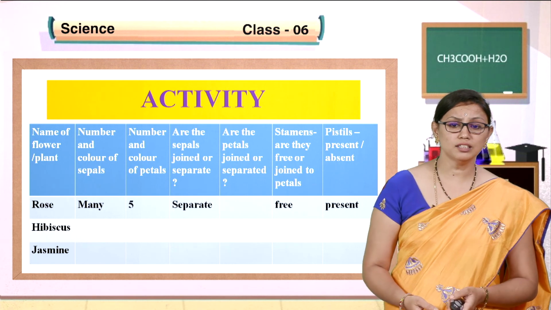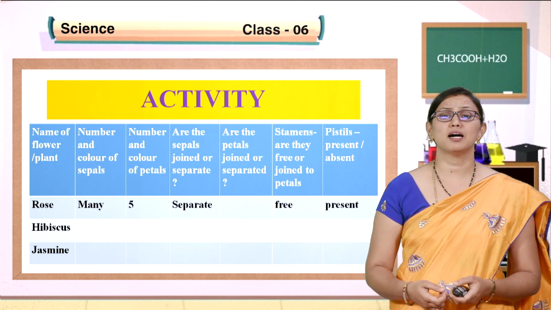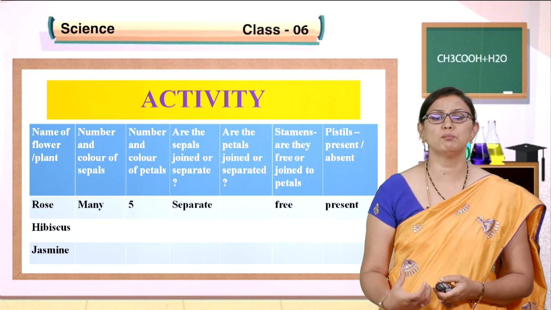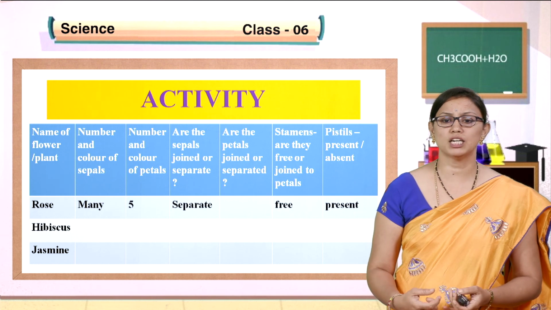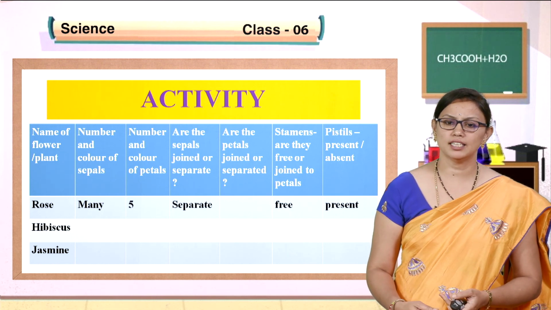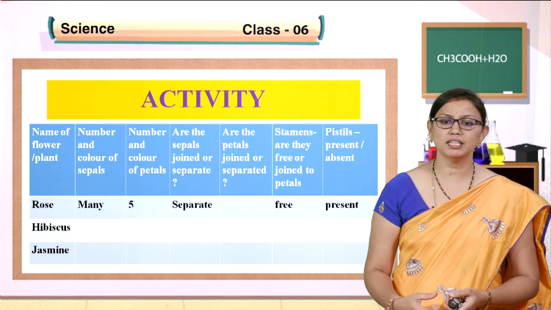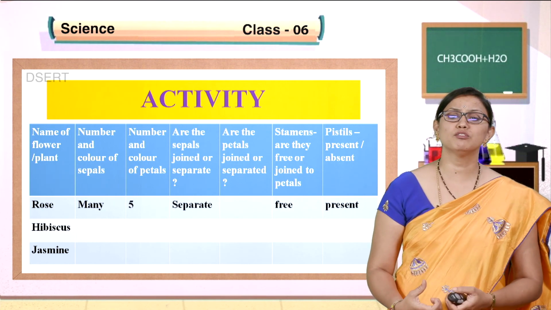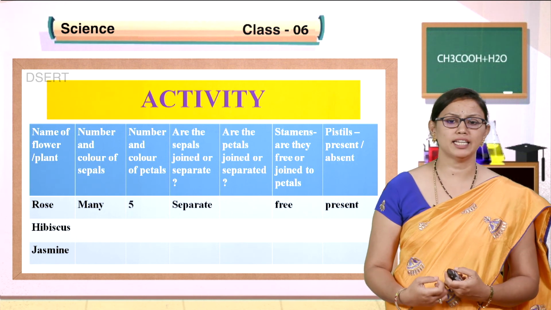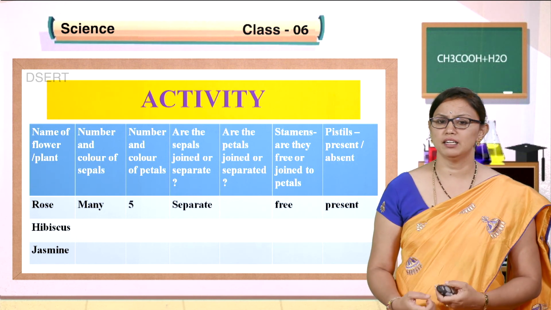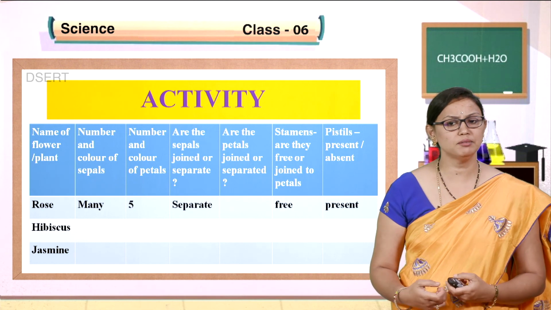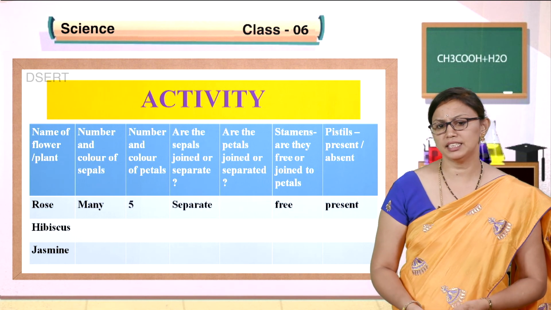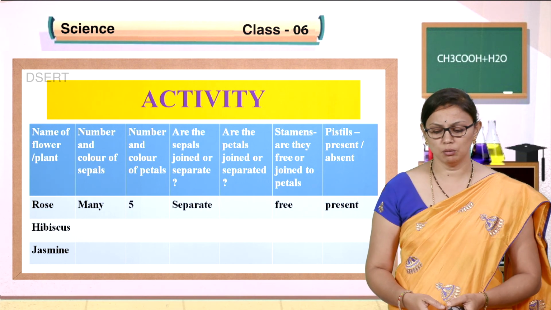Also we have different types of flowers, complete flowers and incomplete flowers. So what do you mean by complete? All four parts of the flower, which are sepals, petals, androecium and gynoecium, are present. Such flowers are called complete flowers. If one part of the flower is absent, it is called an incomplete flower. So these are the different flowers: bisexual, unisexual, complete and incomplete. I hope you have understood, children.